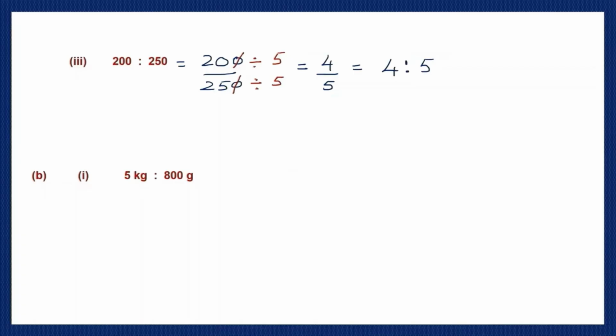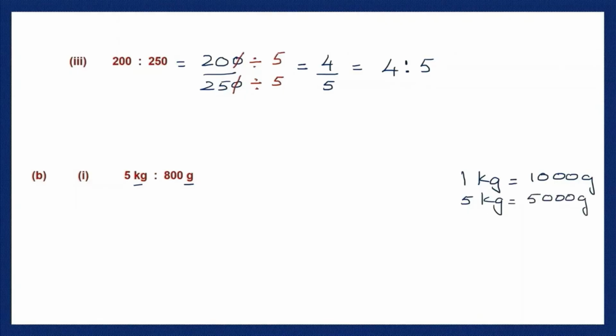Question B, first one. 5 kg is to 800 grams. Now here, the first thing you need to notice is that the units are different, isn't it? One is kilogram and one is gram. We have to see that both the units are the same. And which is the bigger unit here? Kilogram. And it's always better to reduce kilogram to gram, the bigger unit to smaller unit, because it is multiplication, and multiplication is easier. Now let's see, 1 kilogram equals 1000 grams. Therefore, 5 kg will be 5 into 1000, which is 5000 grams.